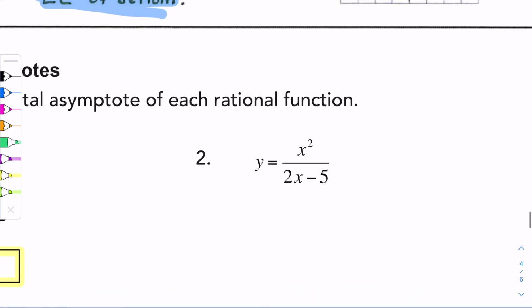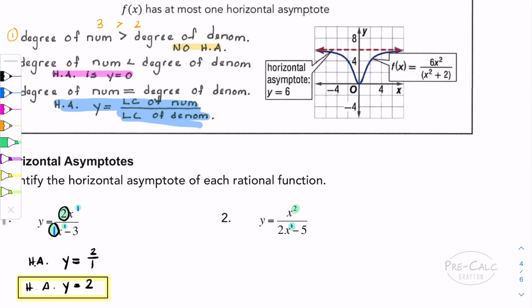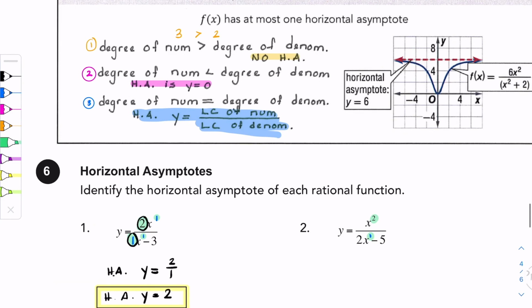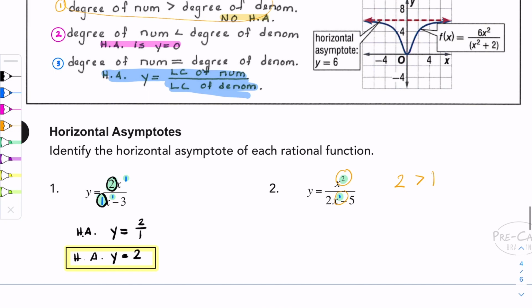Number 2 has a degree of 2 in the numerator and a degree of 1 in the denominator. This would match the first case, so the degree of the numerator is larger than the degree of the denominator. 2 is larger than 1. Therefore, our answer would be no horizontal asymptote. And that's it. There's nothing else to find, it's just no horizontal asymptote.